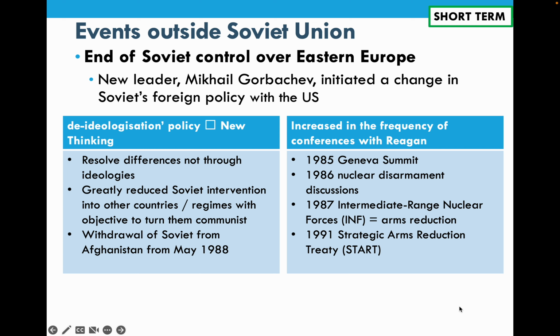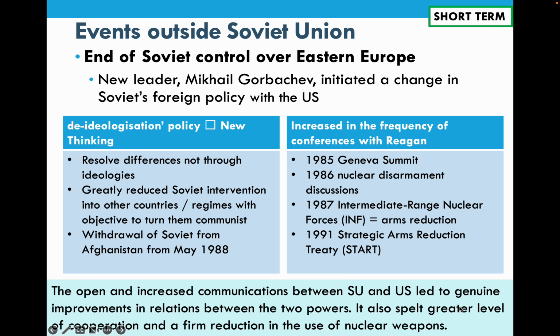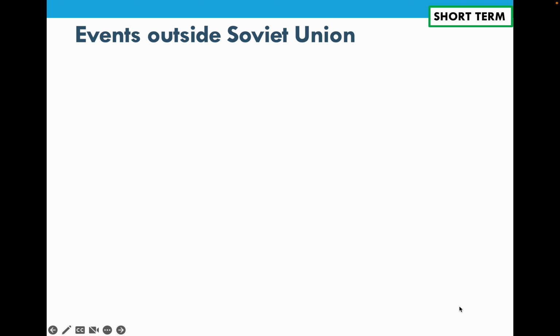So together, these meetings between the leaders established goodwill that had been lacking after the abandonment of Dayton or all the previous past tensions between the two leaders. They also laid the groundwork for subsequent treaties and discussions on nuclear disarmament. So this is actually a very significant milestone. So the open and increased communications between the Soviet Union and the United States led to genuine improvements in relations between the two powers. It also spurred a greater level of cooperation and a firm reduction in the use of nuclear powers.